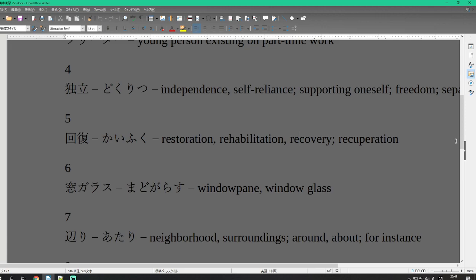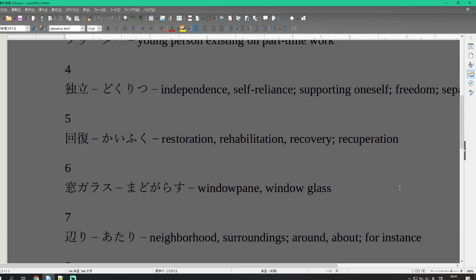Number 6 is mado garasu. Mado on the left side is a window. Garasu on the right is the glass of a window pane. This is literally window glass. Window glass or window pane is mado garasu.